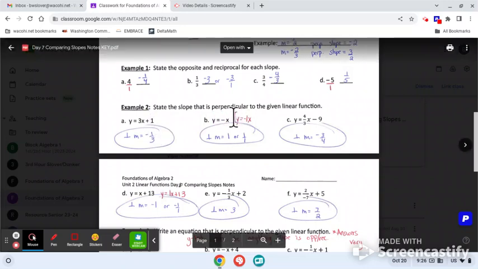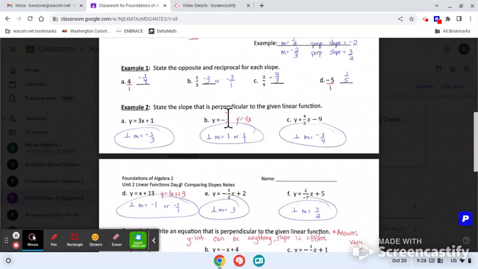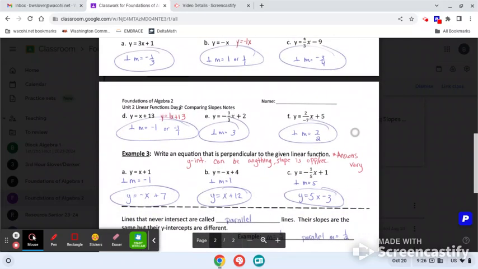Same thing on letter B. Now it says y equals negative x. I could rewrite it as y equals negative 1x. So now I know my slope for my original equation is negative 1. If I want a slope that's perpendicular, it's opposite and reciprocal. The opposite of negative 1 is positive 1, and the reciprocal of 1 is 1. And you can try letter C on your own, as well as D, E, and F.